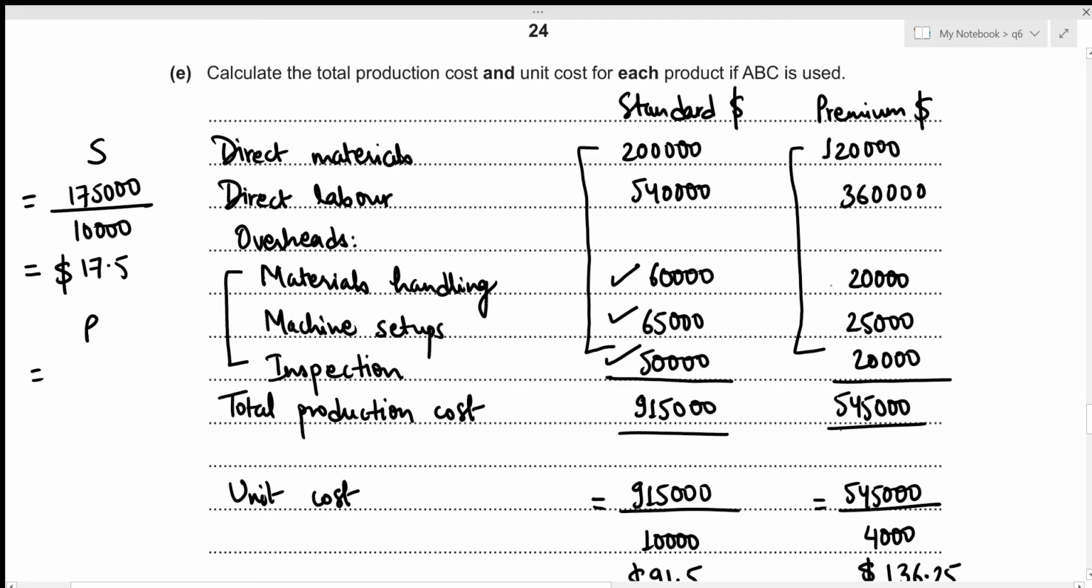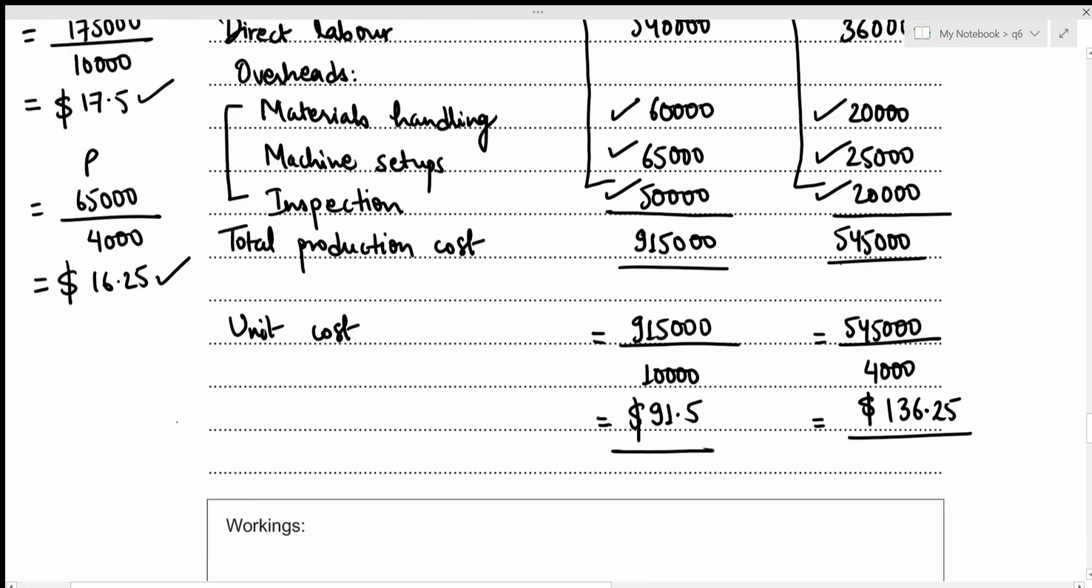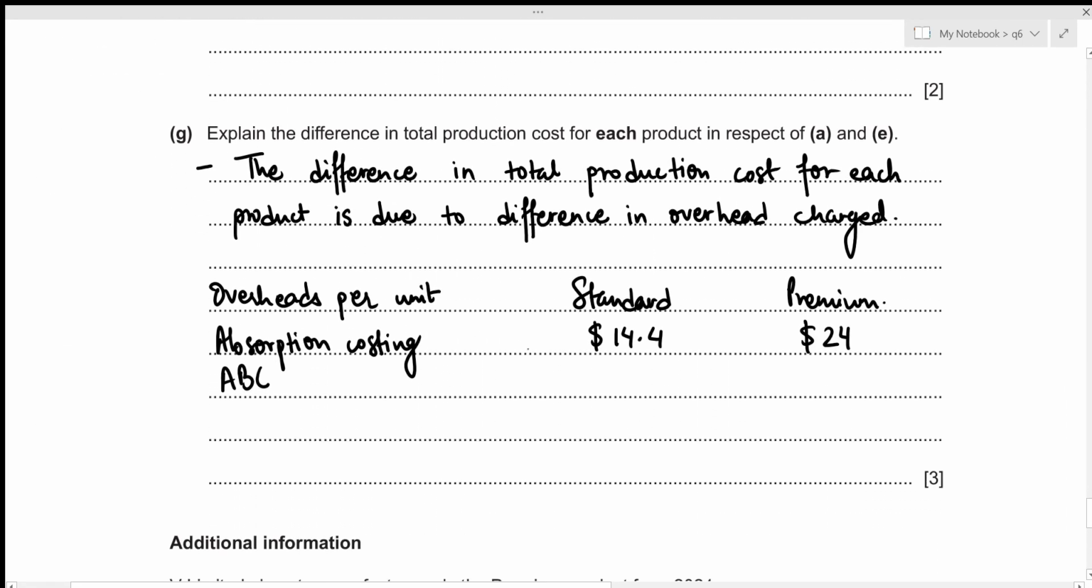The total overhead is 20,000 plus 25,000 plus 20,000, which results in the total of 65,000. And we just need to divide it with the total units produced, and for premium, it was 4,000. So this gives the overhead per unit for premium to be 65,000 divided by 4,000, which results in the value of 16.25. And these are the overheads per unit on the basis of activity-based costing. Let's substitute these values. So under activity-based costing, we figured the overheads per unit for standard to be 17.5, whereas for premium, it was 16.25.